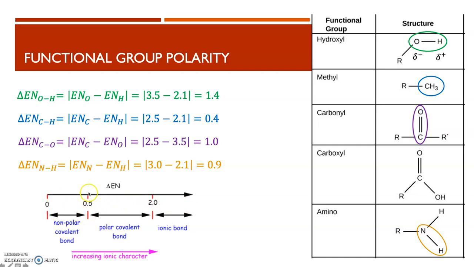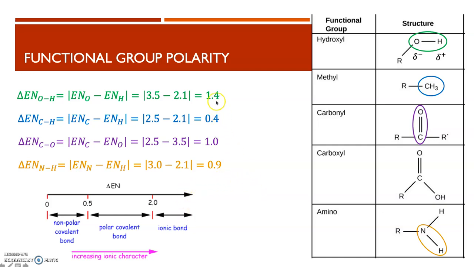And just by convention, anything that's less than 0.5 difference in electronegativity we call a nonpolar covalent bond. Anything between 0.5 and 2 we call a polar covalent bond. Anything above 2 is an ionic bond, so that would be chlorine with a sodium to make sodium chloride, right? Sodium gives up its electron completely, and you have an ionic bond.